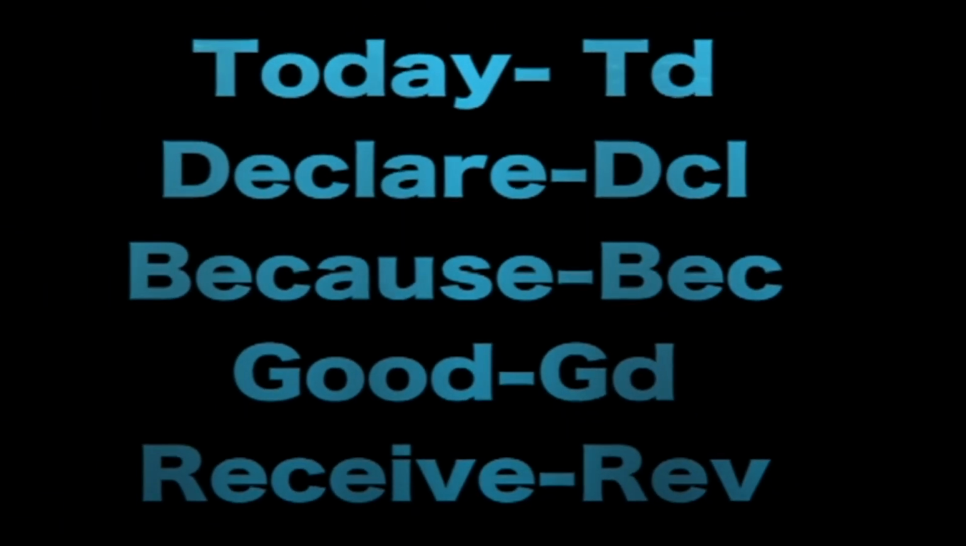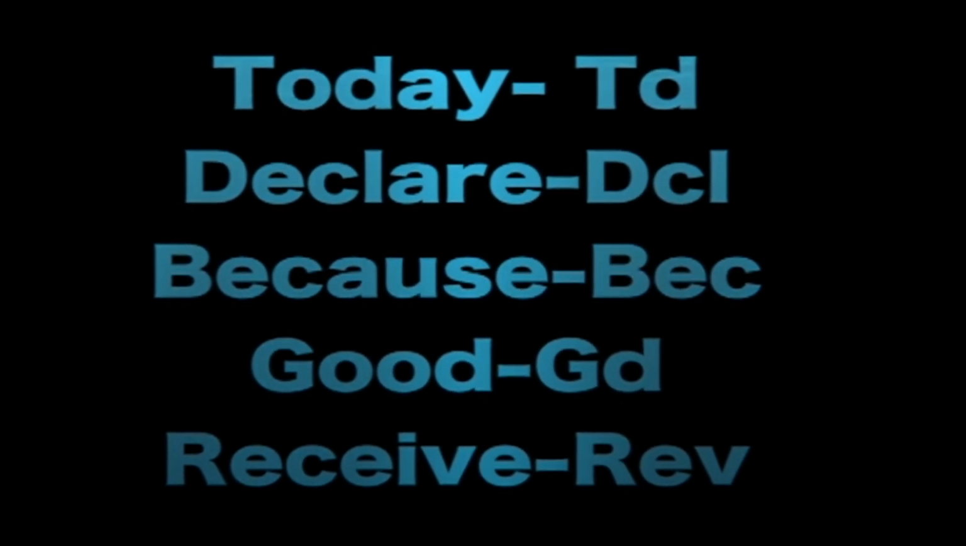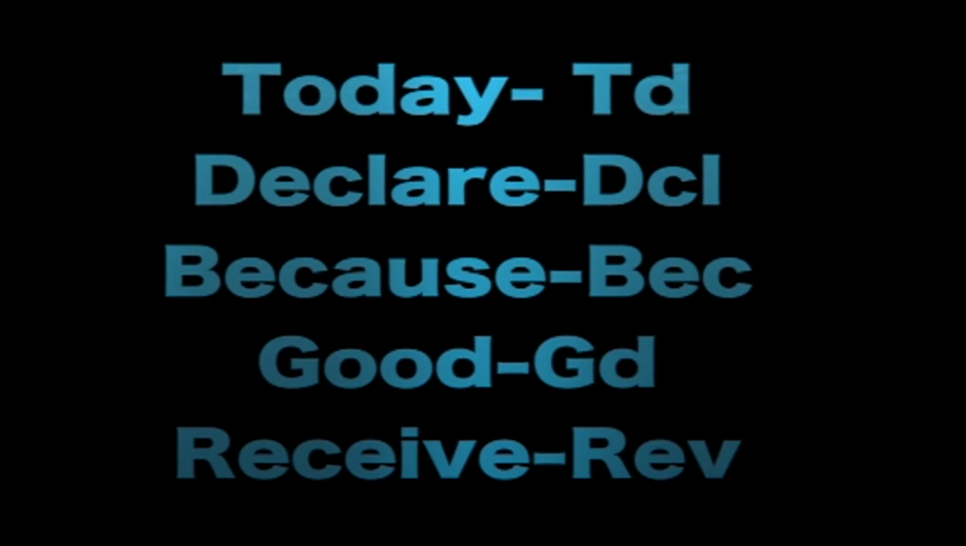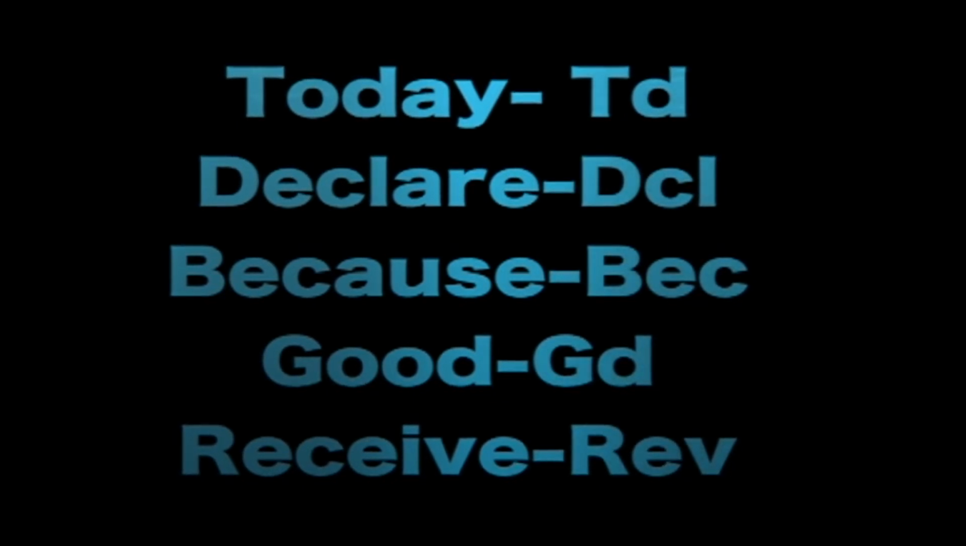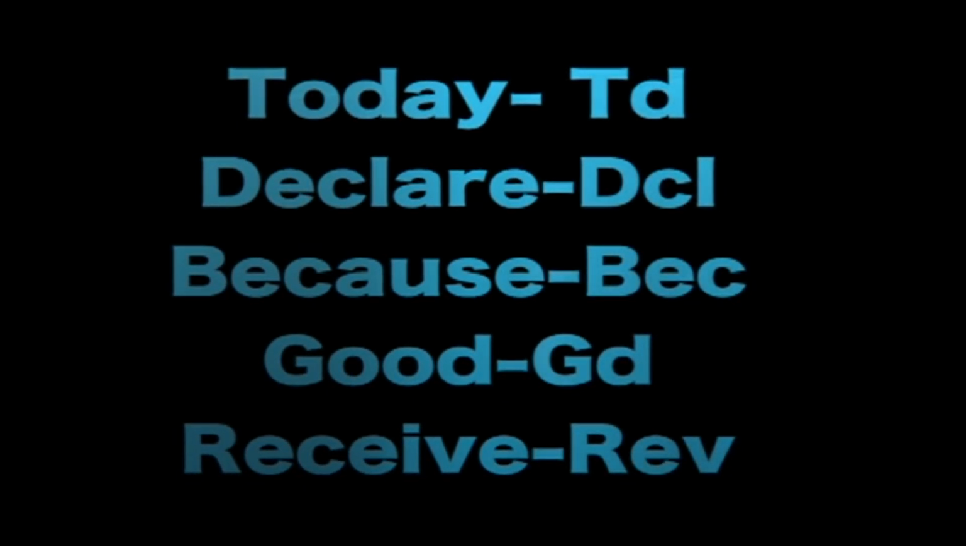Some of the short form contractions are: today is shortened as TD. Declare is written as DCL, because as BEC, good as GD, and receive with the three letters as RCV.